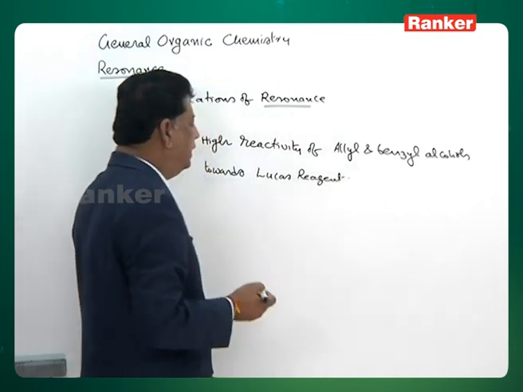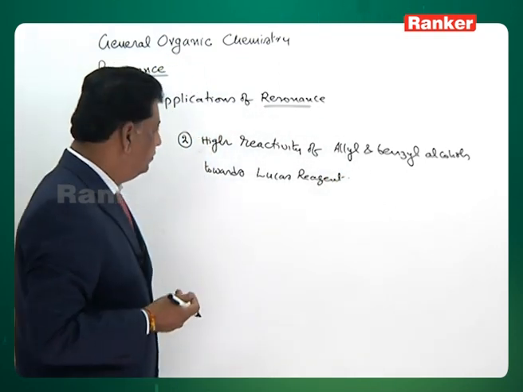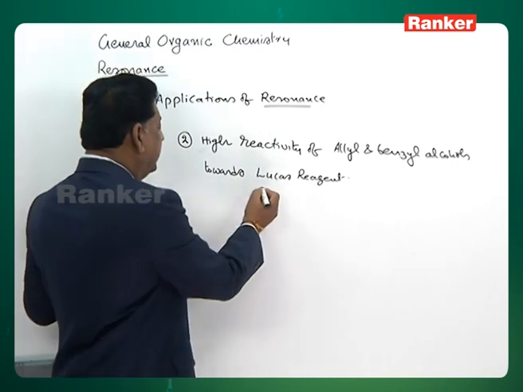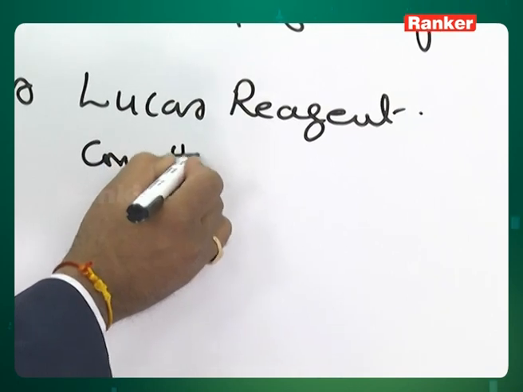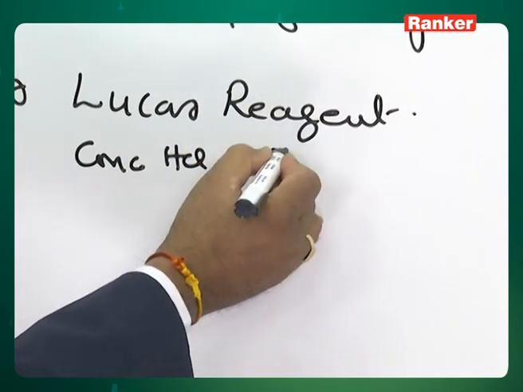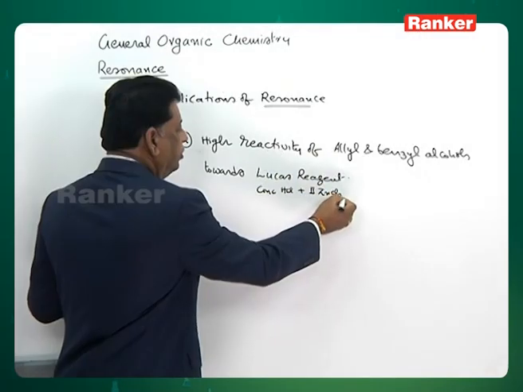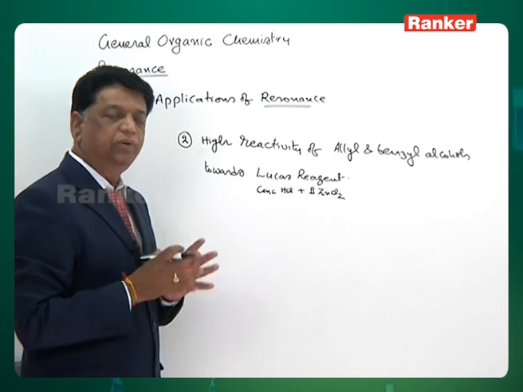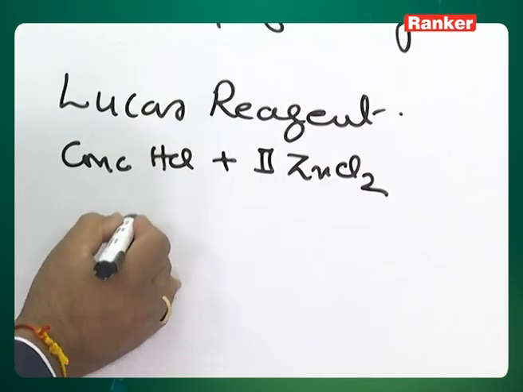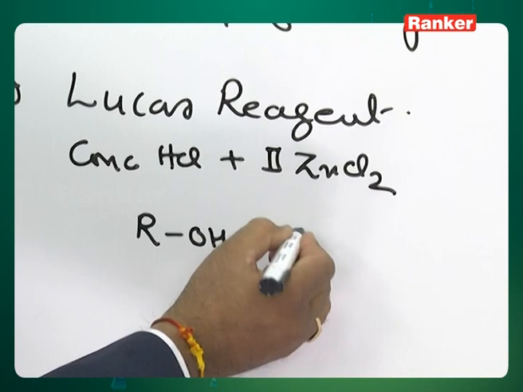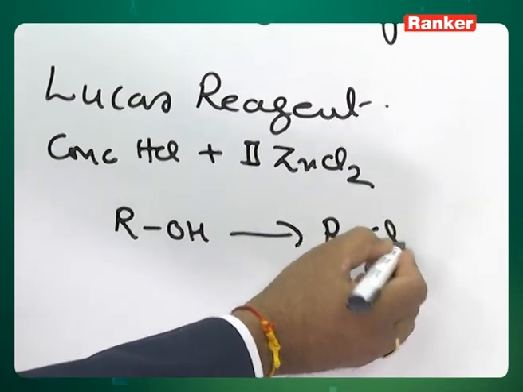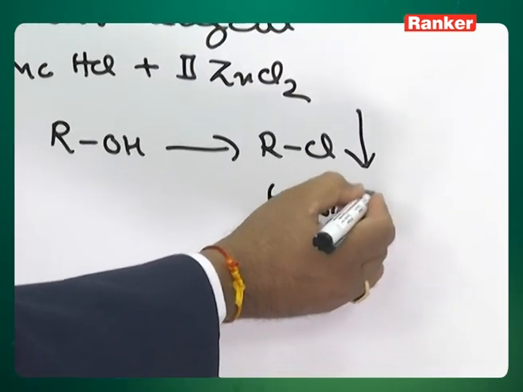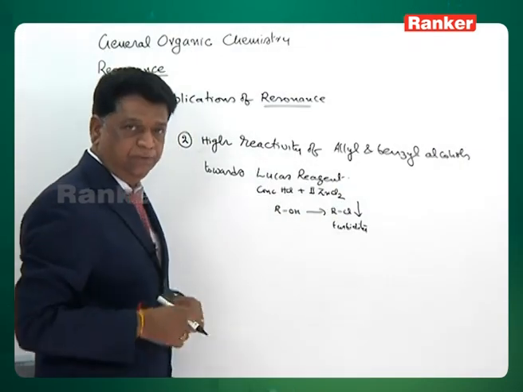Previously we have studied what Lucas reagent is. The Lucas reagent is nothing but concentrated HCl plus anhydrous zinc chloride. So, a water-free zinc chloride and concentrated HCl mixture is known as Lucas reagent. Whenever this reagent is added to the alcohol, it becomes an alkyl chloride, which is insoluble, therefore you get turbidity.